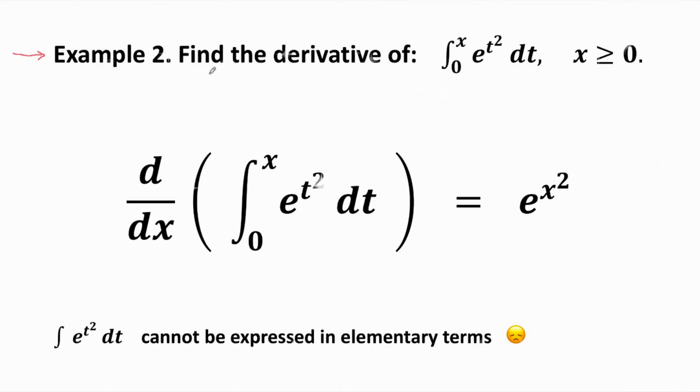Example 2. Find the derivative of the function, integral from 0 to x of e to the t squared dt. By the first part of the fundamental theorem of calculus, the derivative of this function is e to the x squared. Note that it's very difficult to directly compute the derivative of this function because the integral of e to the t squared dt cannot be expressed in terms of elementary functions.